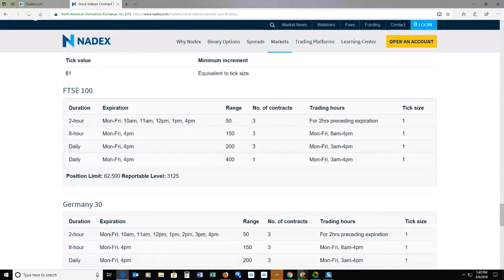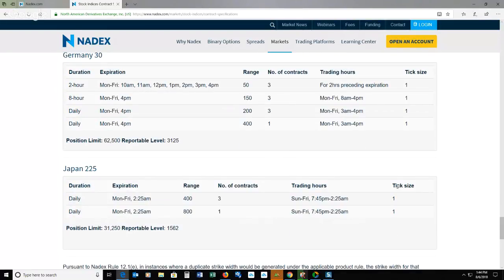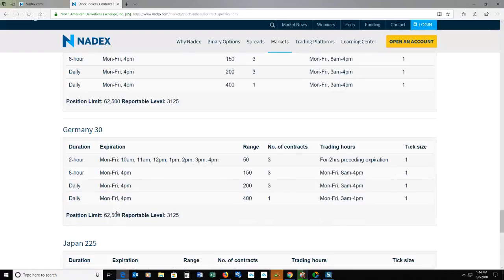If you go to the FTSE 100, again, you go back to 1, not 0.1, but 1. If you go to the Germany 30, which I like to trade, it's 1. For the Japan 225, again, it's 1. They also give you the hours for the spreads. They list the first expiration. So in this case, the Germany 30 uses the underlying DAX. It begins at 8. The first expiration is 10 a.m., 11 a.m., 12 p.m., 1 p.m., 2 p.m., 3 p.m., 4 p.m.